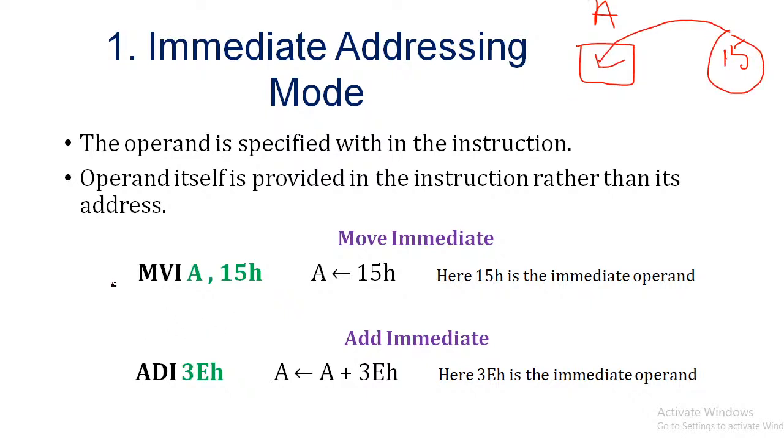So in the instruction itself the operand is specified. This is the normal immediate addressing mode. This is a move immediate, or add immediate when you are adding something with the accumulator. Whatever the value is, that will be added with the content of the accumulator, and the resultant is stored in the accumulator itself.